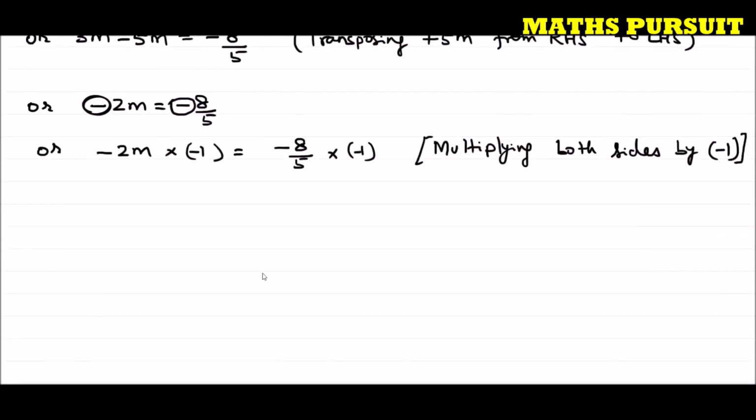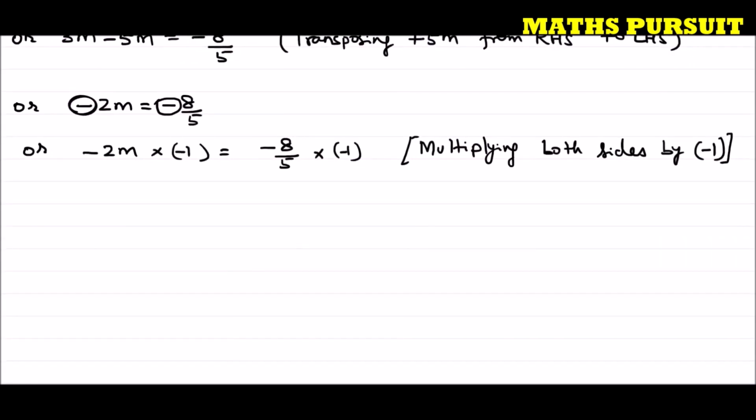So what can I write now? I can write the equation as minus 2m into minus 1, it became plus 2m, is equal to minus 8 divided by 5 into minus 1, it became plus 8 by 5. So we got 2m is equal to 8 divided by 5. Now what can we do? Or I can write 2m into 1 divided by 2 is equal to 8 by 5 into 1 divided by 2.